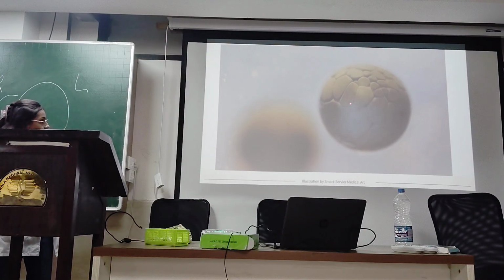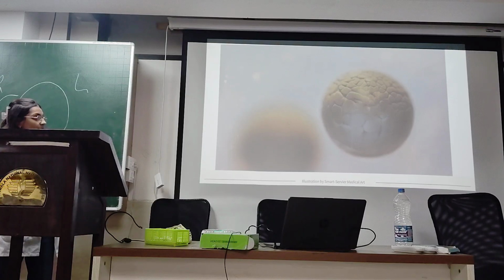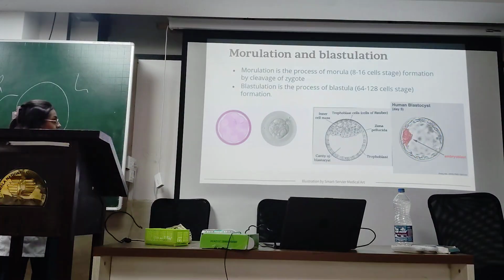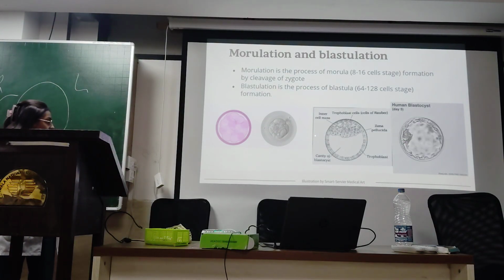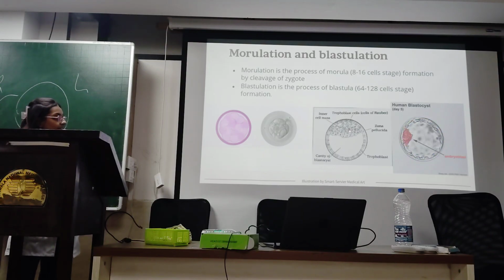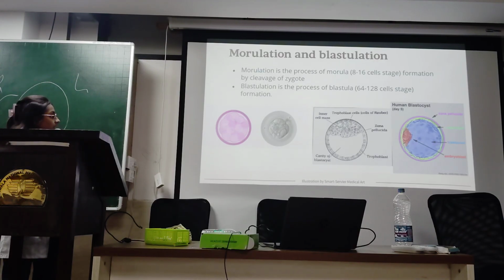If you see here, this is the 8 to 16 cell stage, which is morula. This progresses to the formation of blastula. If we cut this here, we will observe that the blastula consists of the zona pellucida, which is retained with the secondary oocyte since ovulation, the trophoblast layer and the inner cell mass. The inner cell mass would lead to formation of the embryo, while the trophoblast layer in implantation would differentiate into syncytiotrophoblast and cytotrophoblast.